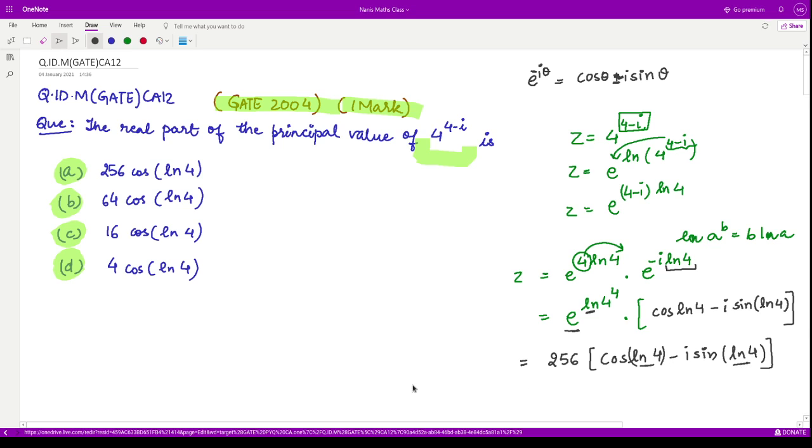So here the real part, this is z. So what is the real part of z? It is simply this first factor. So it is 256 into cos of ln of 4. So this is our answer. So from here you see option A comes out to be the correct option.